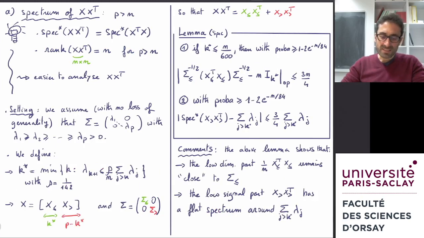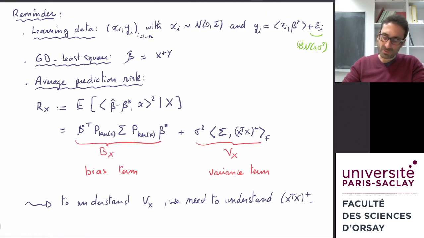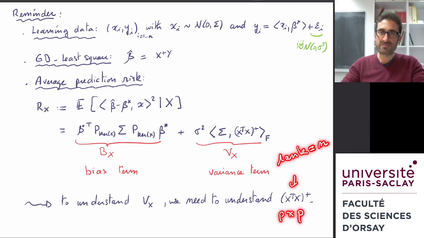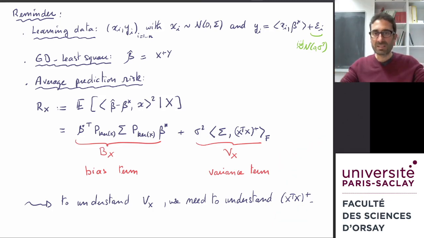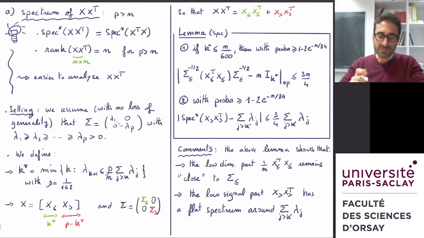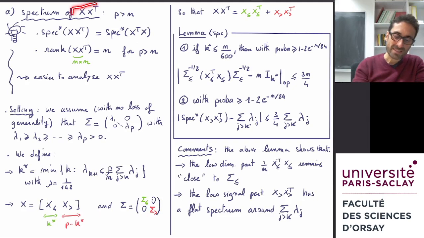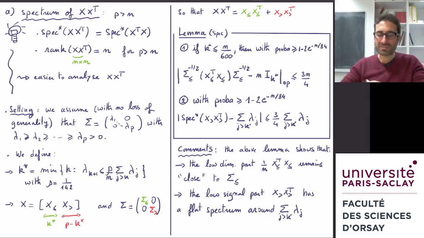It is not very easy to look at this matrix. Why? Because if you look at X transpose X, this is a matrix which is p by p. But what is the rank of this matrix? The rank of this matrix is equal to n. So you have a matrix which is p by p, but which has a very small rank. So it is not very easy to describe this. Instead, we will focus on the matrix X X transpose. Why do we focus on X X transpose? Well, there are two reasons for this.